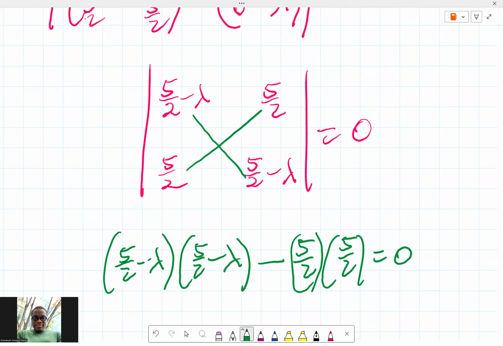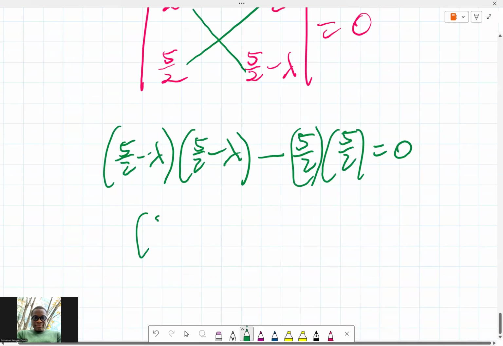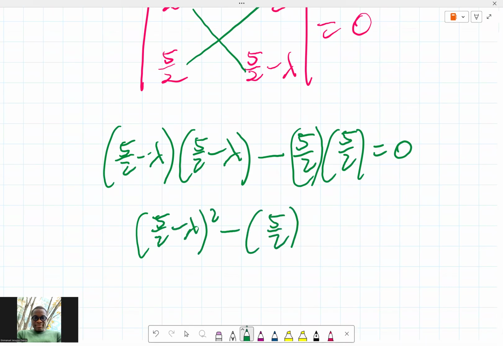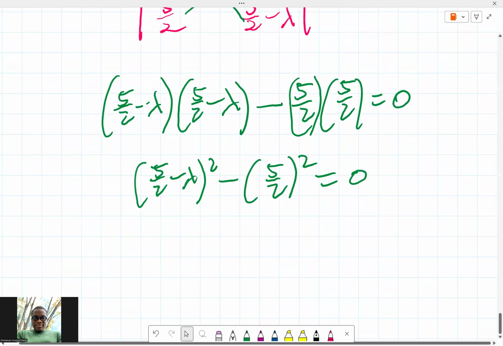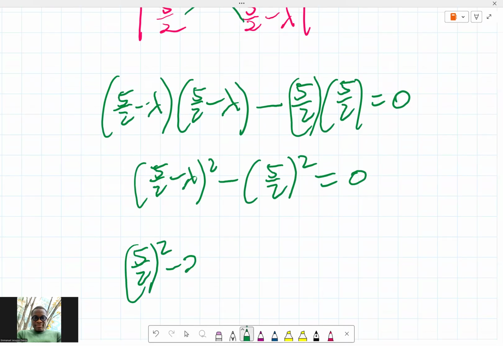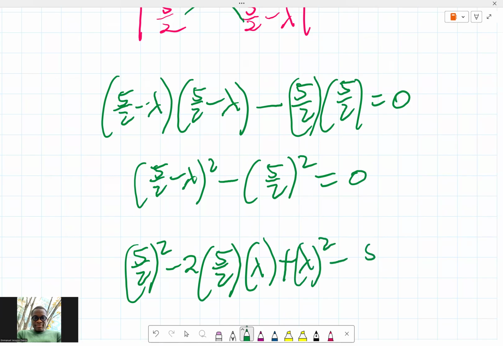And all of that is equal to 0. So, of course, that's more like 5 over 2 minus lambda squared minus 5 over 2 squared, which is 0. To do this one, if you follow my mental matrix, we have a smart way of doing this. To expand this now, you just have 5 over 2 squared minus 2 into 5 over 2 multiplied by minus lambda. Do I have to put minus lambda there? No, that's not necessary because we already have the minus outside. So this is just lambda, then plus lambda squared, then this minus 5 over 2 all squared equals 0.